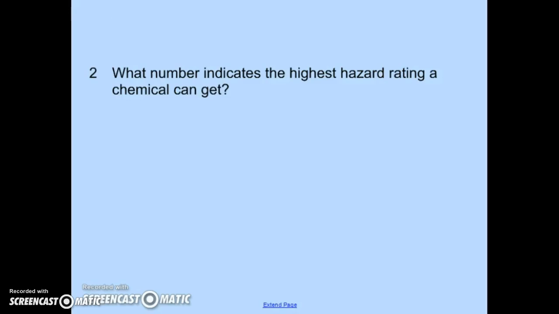Alright, so next up, this one is what number indicates the highest hazard rating a chemical can get. Once again, this is something you should remember. We just talked about it.